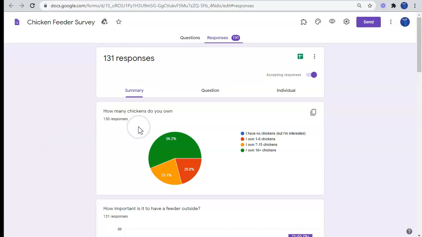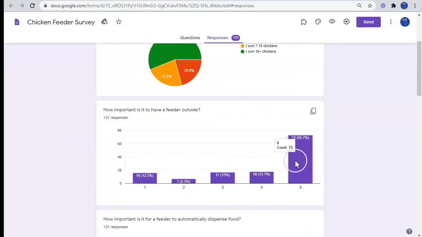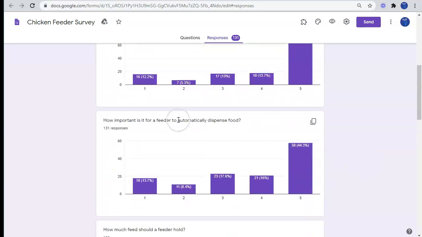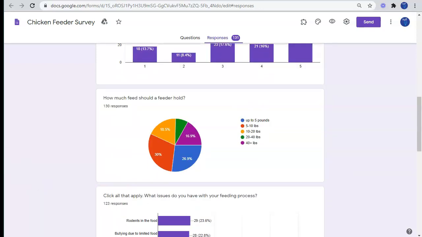Look at this. How many chickens do you own? We have a nice little pie chart, and we know that most people have more than 16 chickens. And then we know that people have a real strong opinion about feeders being outside. Most of them want the feeders to be able to go outside, and that they need to be able to automatically dispense food, and that there are mixed results here, but most people think 5 to 10 pounds should be the most common, and up to 5 pounds. So we're seeing that kind of thing.